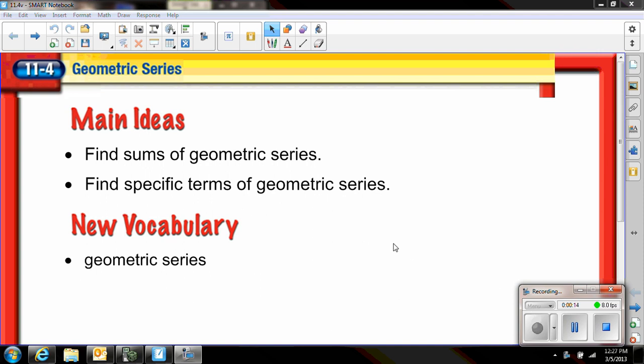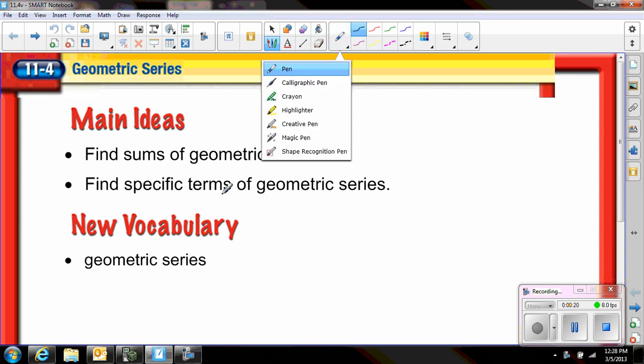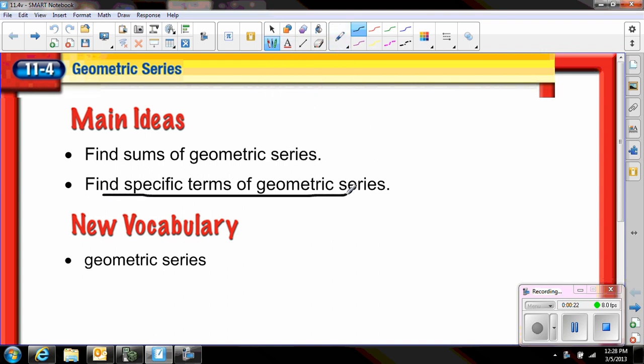Today we're going to take a look at the main ideas of finding sums of a geometric series and finding specific terms of a geometric series as well. One new vocab word is the geometric series. Again, we've already talked about sequences and series when we did the arithmetic. Same idea, but with geometric. A sequence is a set of terms, whereas a series is those terms added together. That's the idea that we're going to look at here today.